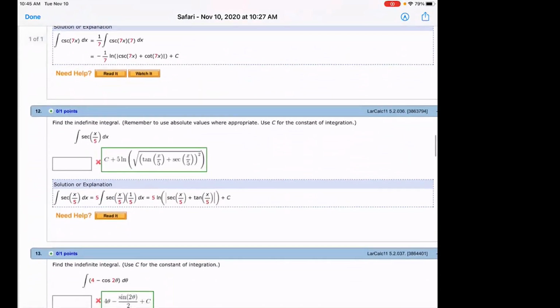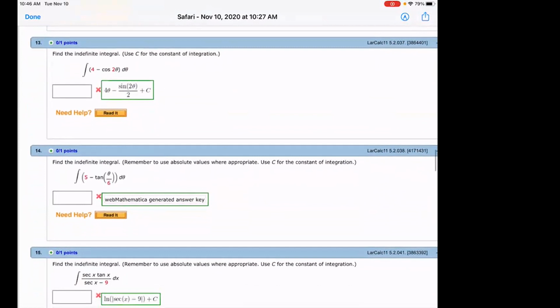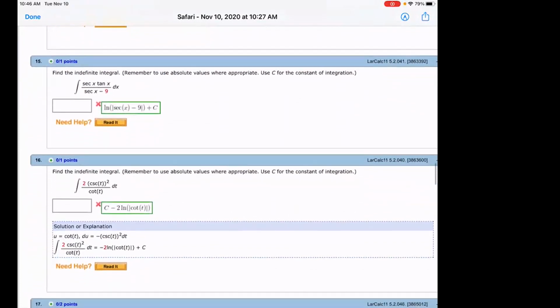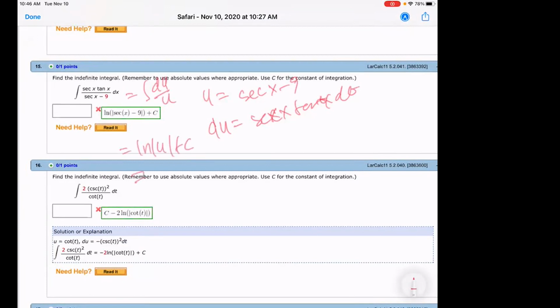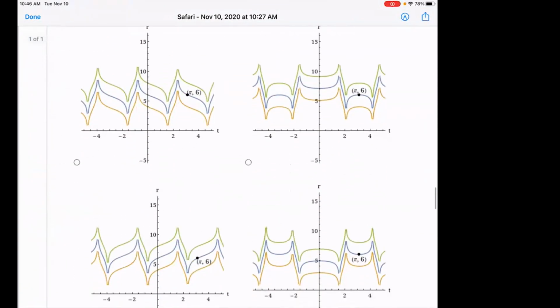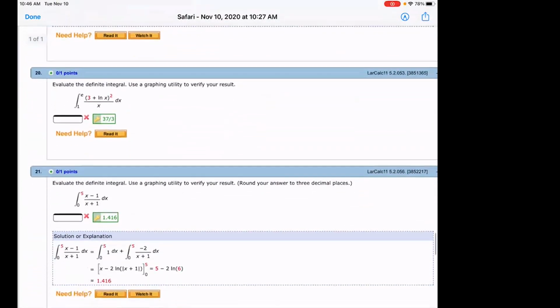All right, let's see. So your homework problems are kind of the same way. Like this one, if you put u to be secant x, du is secant x tangent x d theta. So you get natural log of u plus c, and you just replace this as your u. So even though it looks complicated, if you do the u substitution, the problem becomes a simple problem. So pretty much everything is the same way. I don't see much difference.